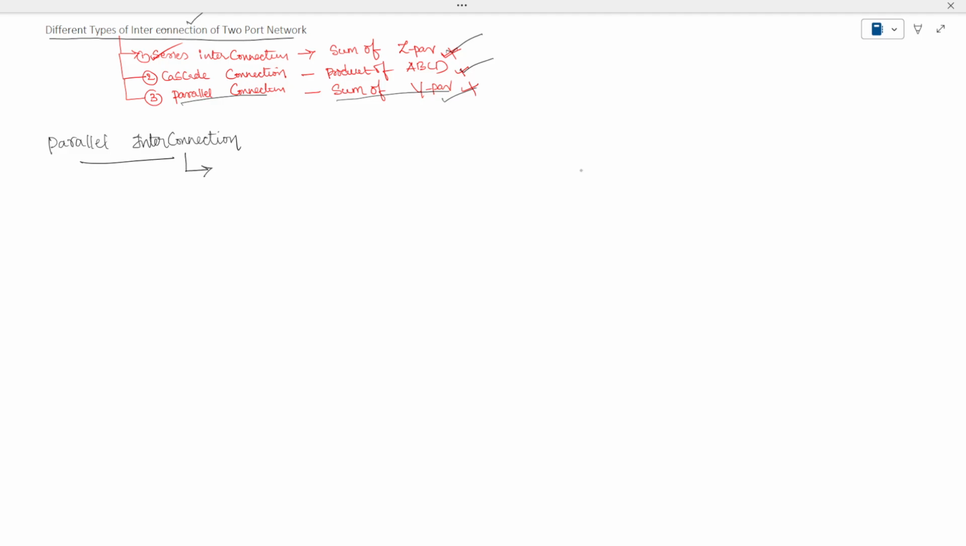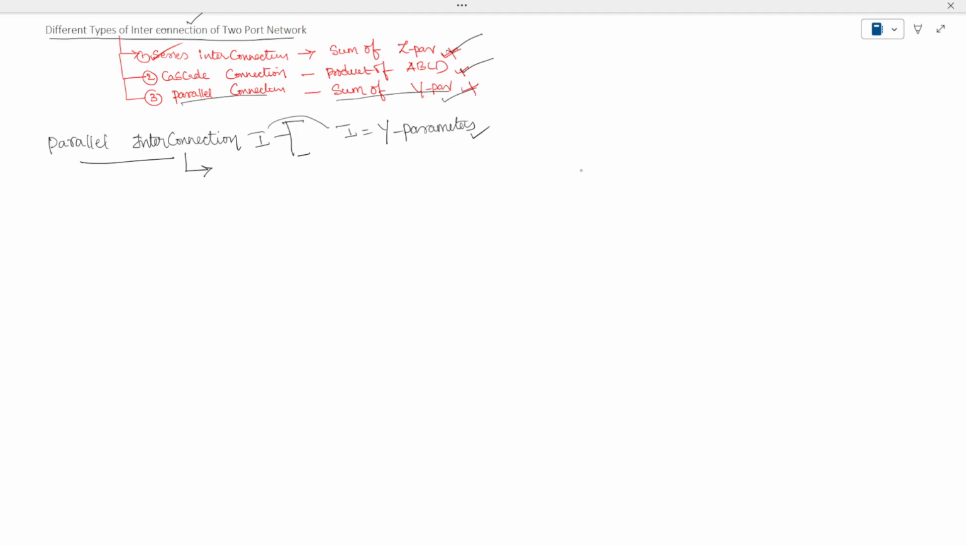Generally, parallel means current division will occur. Current division occurring means they are connected in parallel. The parameters in terms of current are nothing but the y parameters. So that's why it is suitable to prefer y parameters to understand this parallel interconnection.